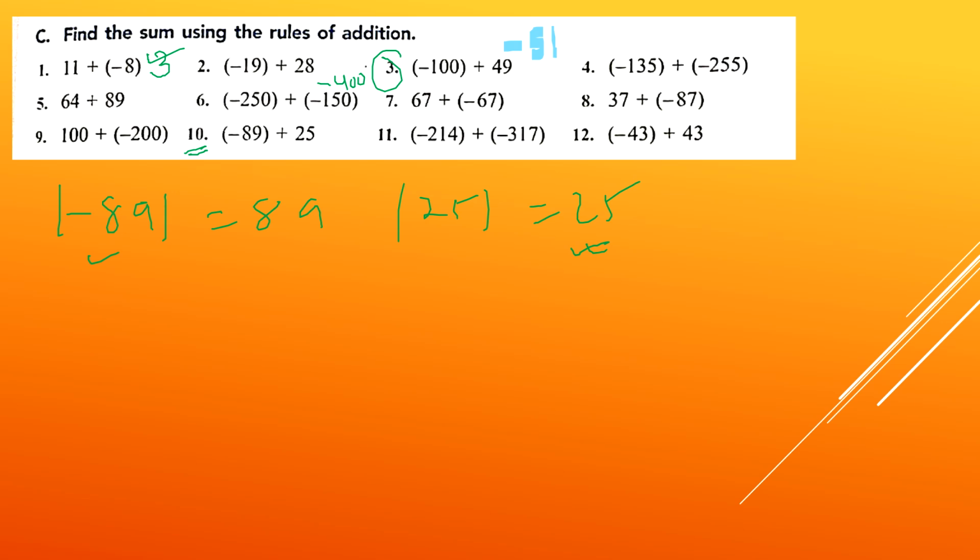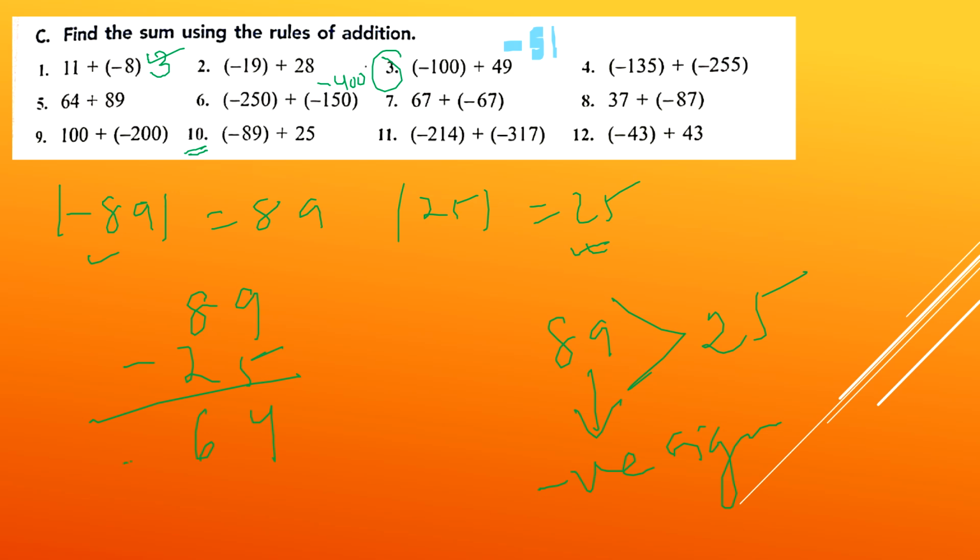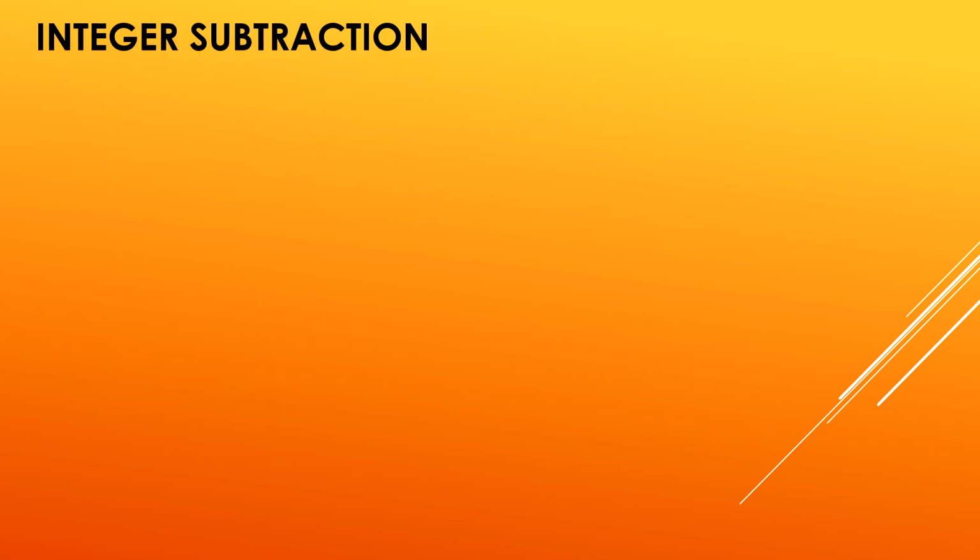Minus 89 plus 25, you will subtract them if they are having opposite sign. So what is 89 minus 25? 9 minus 5 is 4, 8 minus 2 is 6, 64. But you see 89 is greater than 25 and 89 is having what? A negative sign. So your 64 will have a negative sign. Therefore, minus 89 plus 25 will be minus 64. Okay. Moving on to next, we will be doing integer subtraction.